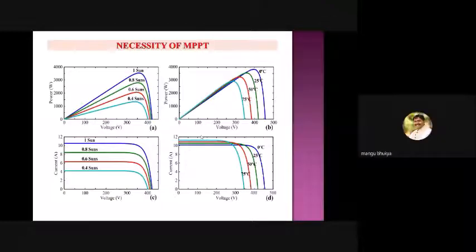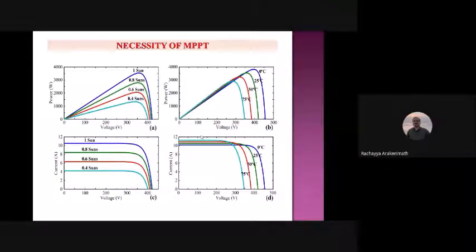You are asking about mechanical tracking. There are so many methods. Based on our location and the position of the sun, we have to rotate the panel, and we have different methods for that. Every system has pros and cons, so I can't say that this method is best for giving maximum efficiency. Based on your requirement, you have to choose.